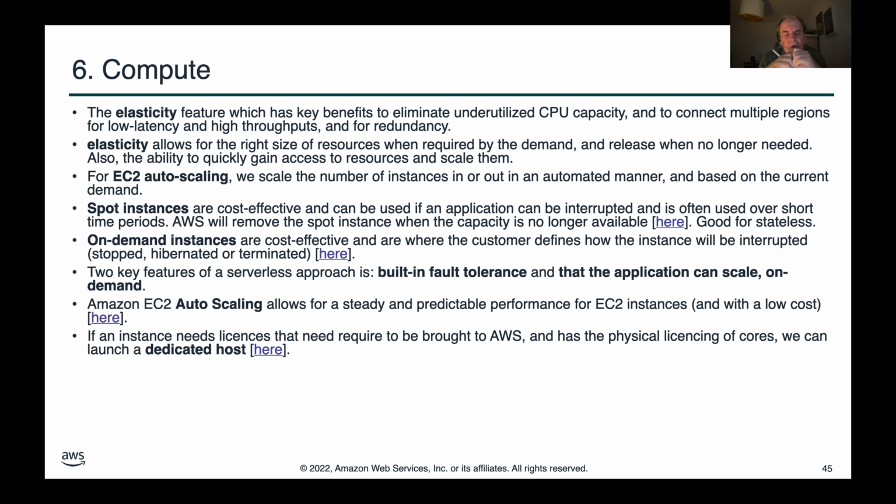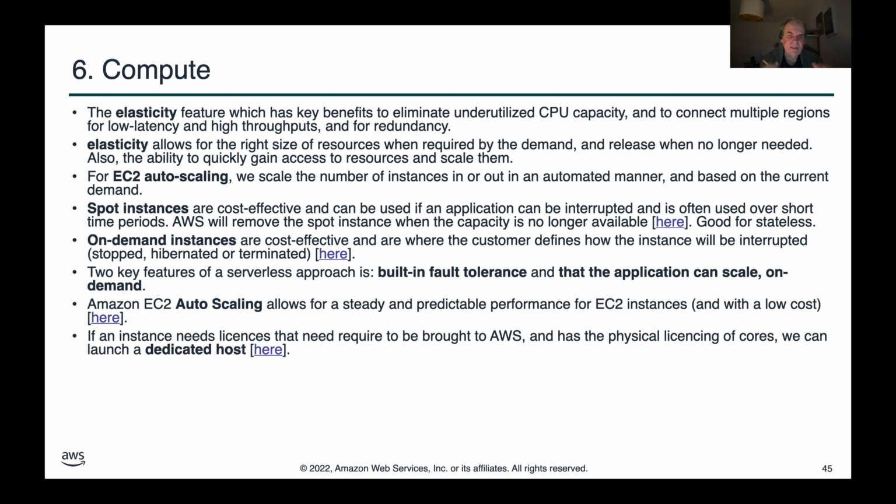On-demand instances is what we normally use, they're fairly cost effective, and the customer defines when they're stopped, hibernated or terminated. So with a serverless approach with Lambda, we can have built-in fault tolerance, and we can also have applications that scale on demand. Auto scaling allows us to very quickly scale up, scale in and scale out.